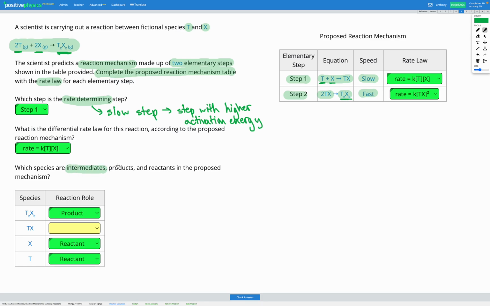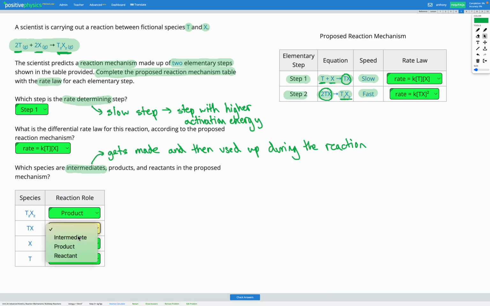An intermediate, that's something that gets created and then gets used up during the reaction. So it's not there at the beginning. It's not there at the end. So it's not a product or a reactant. It's only there in the middle. So if we look at our reaction mechanism here, in step 1, we produce TX. And then in step 2, we use up TX. So TX is going to be an intermediate because it gets produced and then it gets used up again. So that's going to be our intermediate here.